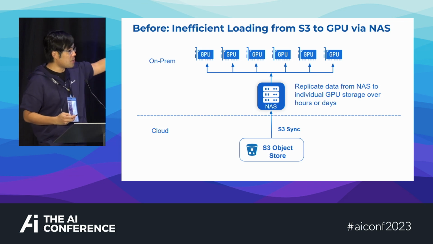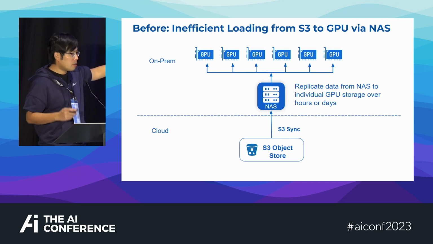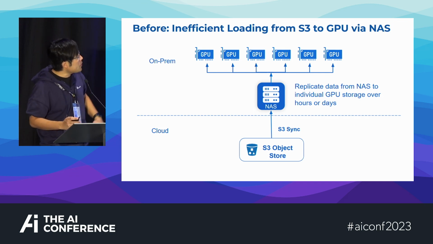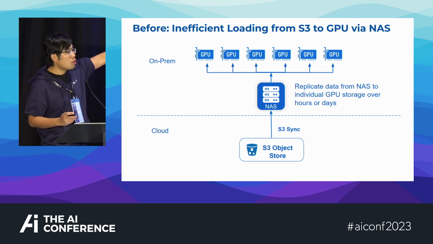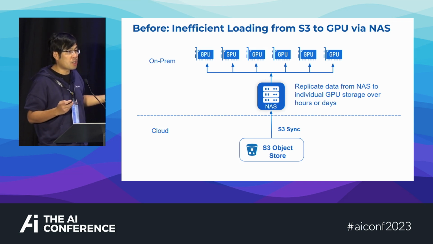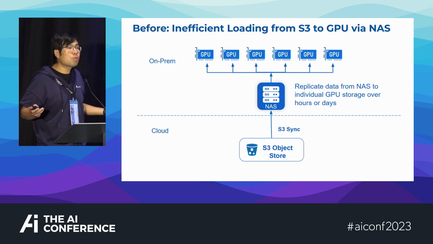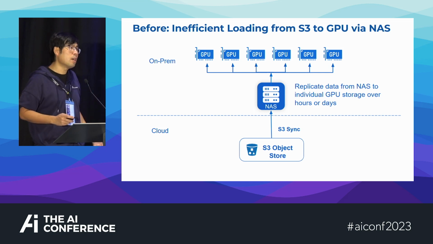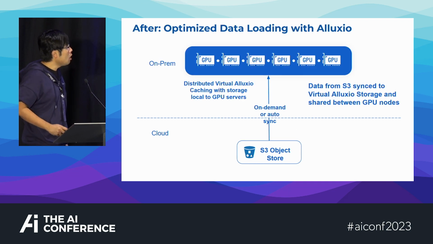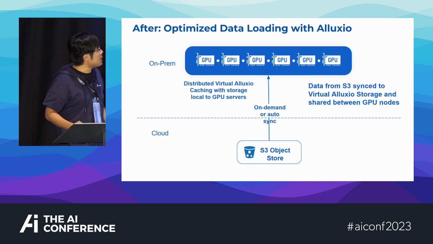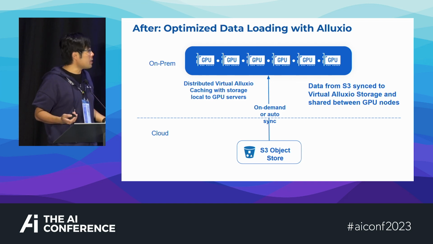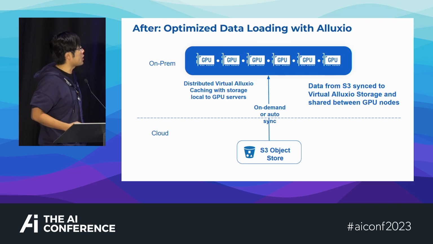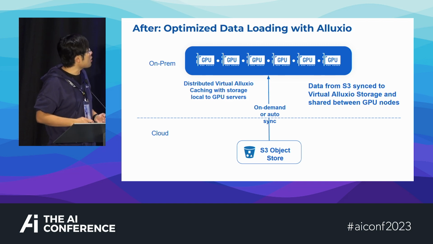So oftentimes you see a solution like this: using some command or tool, you sync your data from S3 to a NAS or some shared storage. Then you can run your own tools to distribute the training data to all these GPU machines, so they can see the data almost like local data. What we're providing here is a system. We call this Alluxio virtual storage, which can be shared across different GPU nodes.